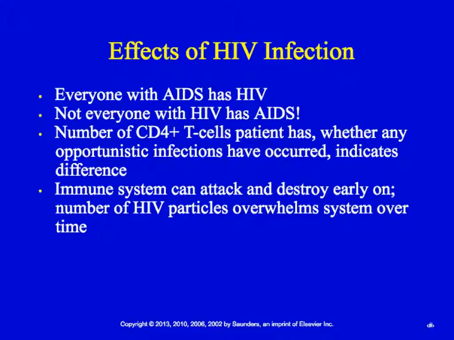So the CDC says that a patient is deemed to have AIDS when they have a low CD4 T cell count of less than 200, and then they also have an opportunistic infection. If they have both of those, a low CD4 T cell count less than 200 and an opportunistic infection, then they have AIDS. Normal CD4 T cell count is 800 to 1,000. So you can see if they had less than 200, that would make them very open to infection because they have a low ability to fight off the infection.